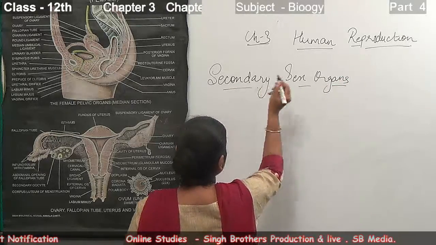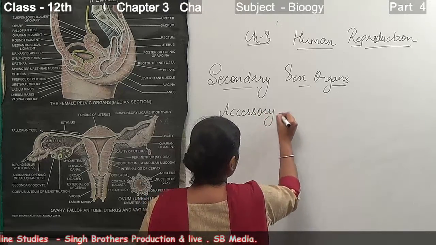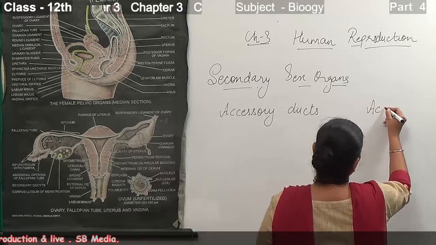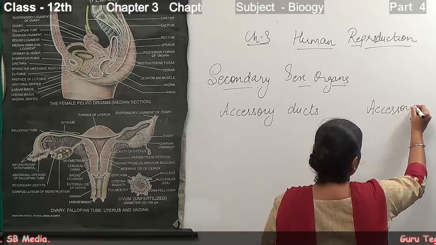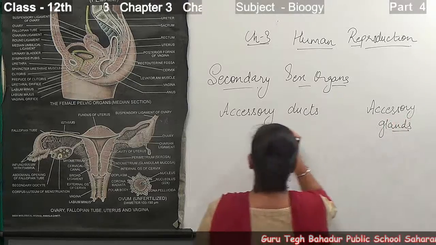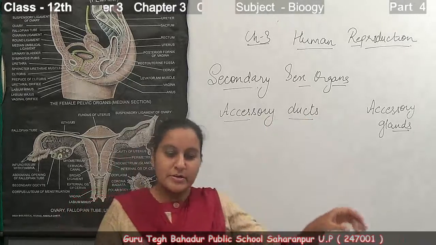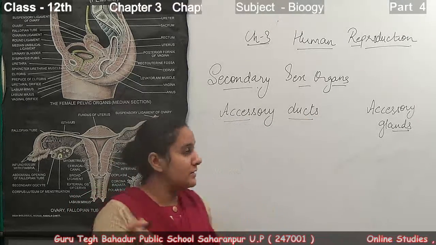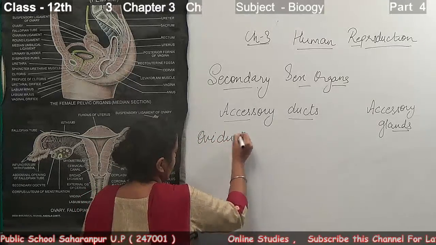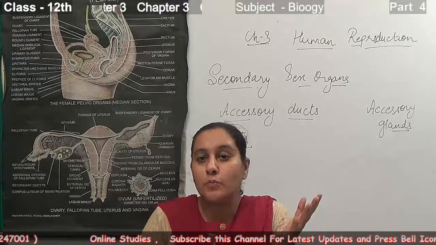we have two types. One is the accessory ducts and another one is the accessory glands. So firstly we will discuss the accessory ducts. In the accessory ducts, the very first organ is the oviducts. Oviducts are also known as fallopian tubes.